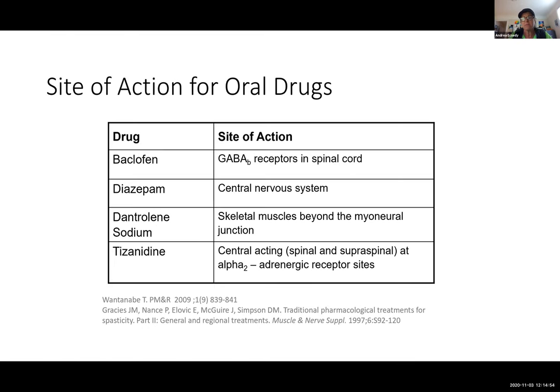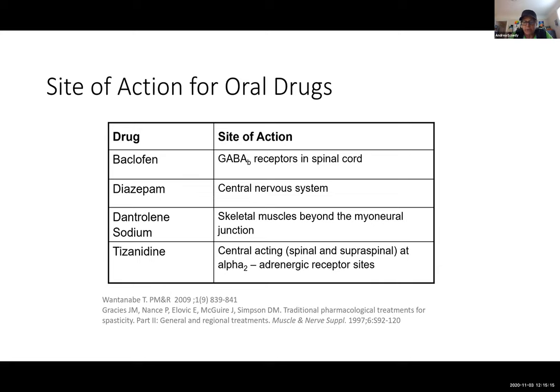So let's talk about some of these drugs, oral drugs. Remember, they were over in that upper left part of the quadrant. Reversible, generalized. The number one drug out there is baclofen that is given orally. These are all out there. This is the most common one. You will see this. A lot of patients will have this.